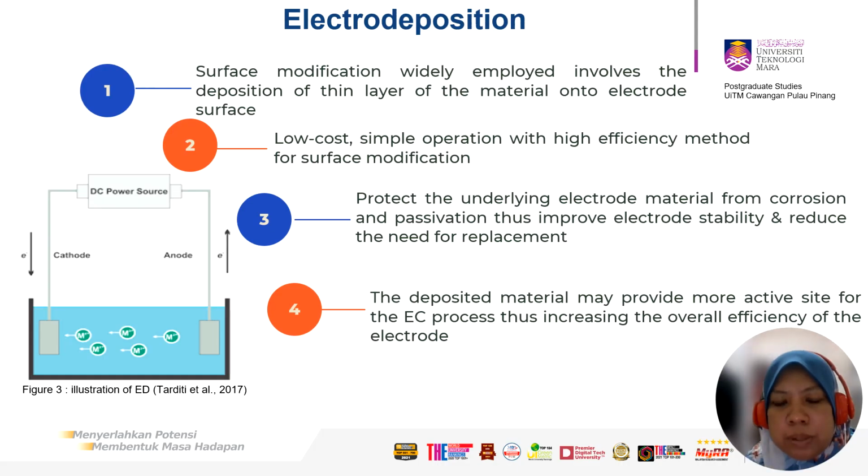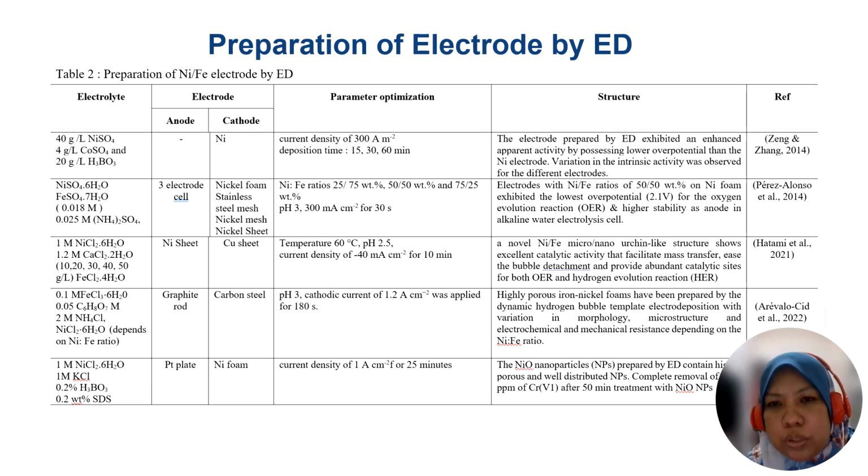Next is electrodeposition. It is a surface modification widely employed involving the deposition of thin layer of the material onto electrode surface. It is a low cost, simple operation with high efficiency method for surface modification, and it can protect the underlying electrode material from corrosion and passivation, thus improve electrode stability and reduce the need for replacement. And then the deposited material may provide more active site for the EC process, thus increasing the overall efficiency of the electrode.